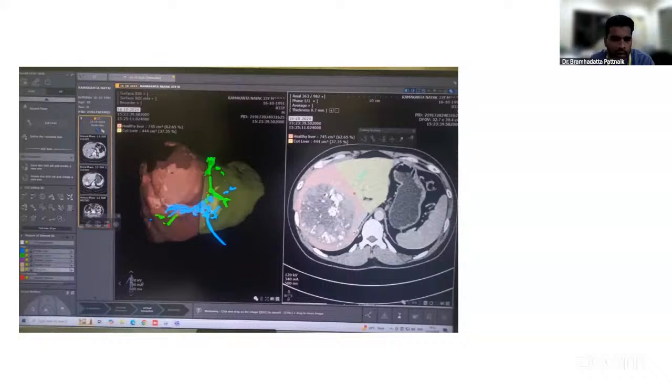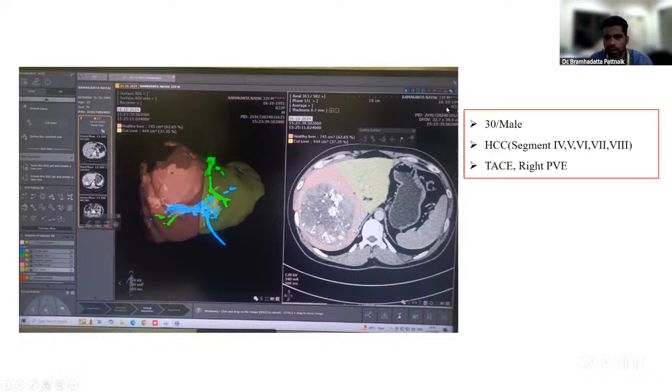I'll now come to the next patient, who has a huge HCC, a relatively young 30-year-old male patient, post TACE, and a right extended hepatectomy was planned and right portal vein embolization was done. It was a very big right-sided tumor. The background liver was again cirrhotic.